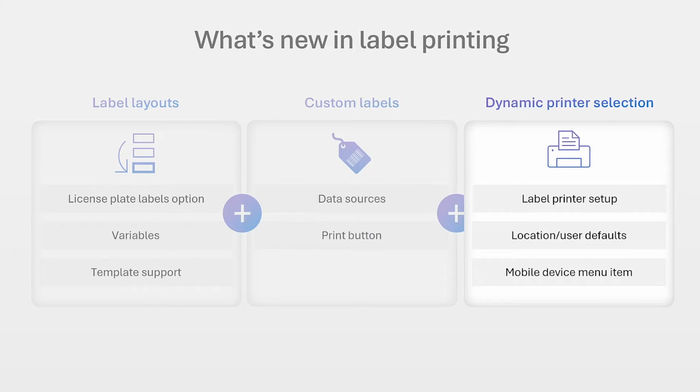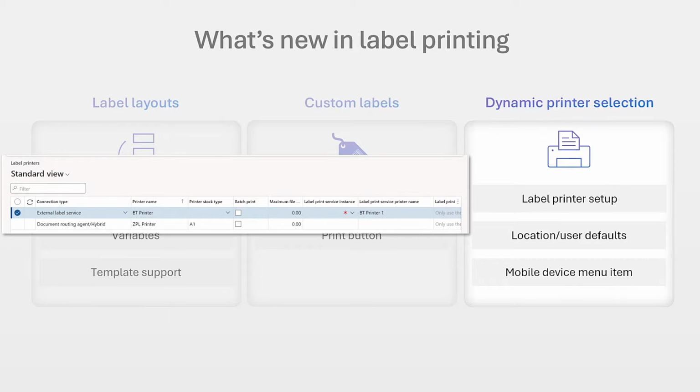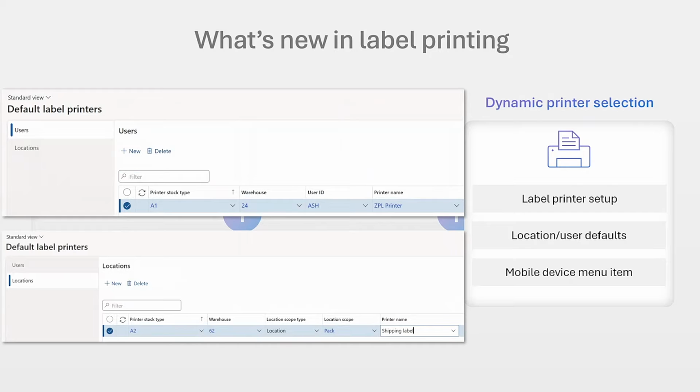Next, let's talk about dynamic printer selection. With all these new enhancements to the label printing process, we've also introduced a new form to define label printer setup. And this is separate from network printers, as we need a way to define cloud label printers that are not on the network. To use both dynamic printer selection and cloud label printing, your label printers need to be defined in this form. We've also added the ability to define default label printers for warehouse workers and locations. And this is especially useful if you leverage those mobile belt printers for warehouse workers, or for locations, if you have a dedicated printer for locations like packing stations, you can set those up as defaults.